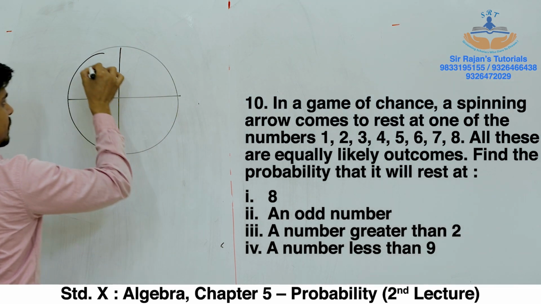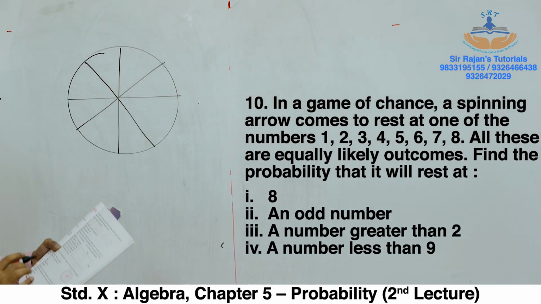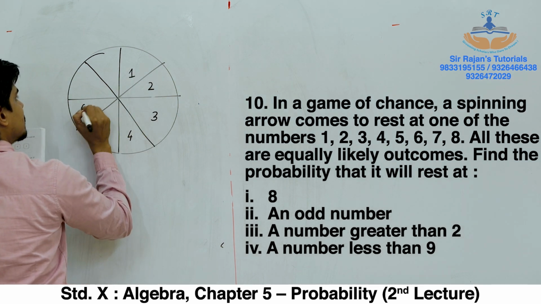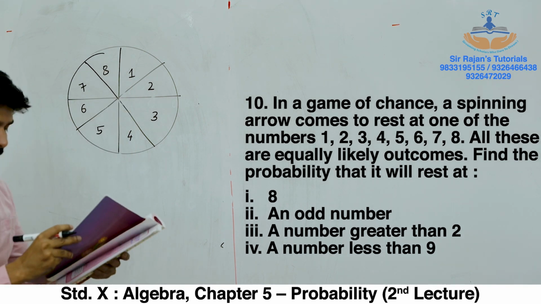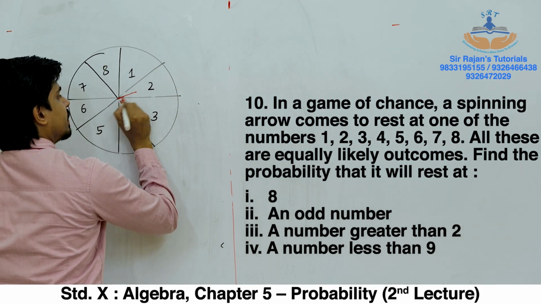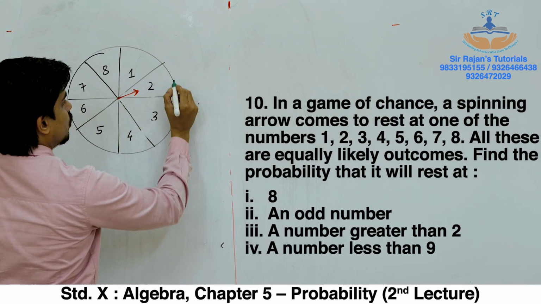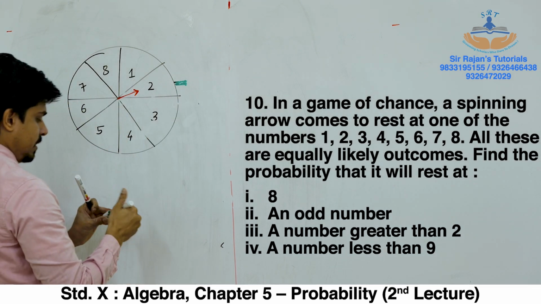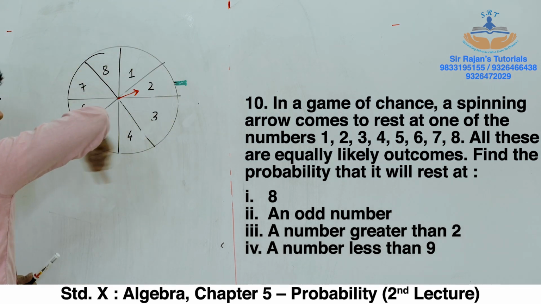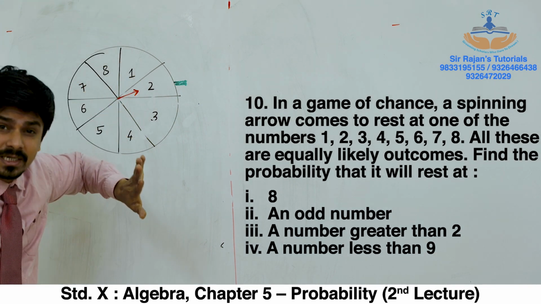You have a circle which is divided into 8 parts: 1, 2, 3, 4, 5, 6, 7, 8. Okay. Then there is an arrow. ये arrow है. अभी मैं क्या करूँगा? Let's say that there is a handle over here. ये handle को पकड़ के I rotate this entire thing. So this will go in a circle. After it comes to rest, ये arrow कौन से भी number पे point कर सकता है.